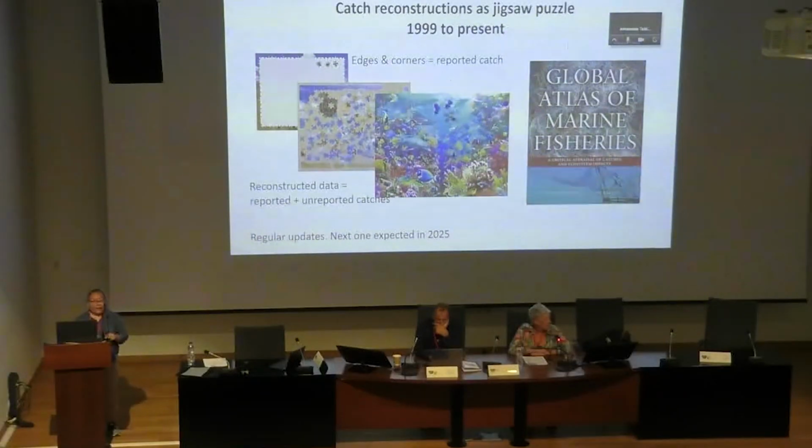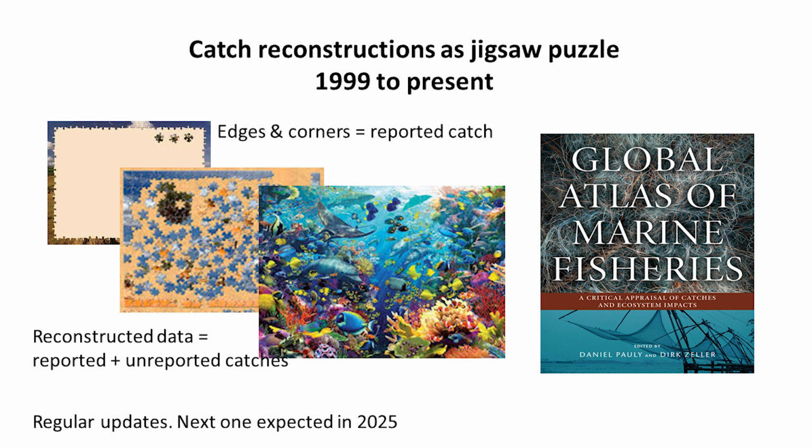And to this, we add other catches. For example, the catch of a fisher that is taken home for consumption within the family, or the catch of a recreational fisher. Actually, reconstruction is like solving a jigsaw puzzle. The first thing we do is we get the edges and corners, which are equivalent to the reported catches, and then we add onto that everything that is not reported, and then we solve the puzzle. Then we have this. And this is how the global atlas of marine fisheries was done.